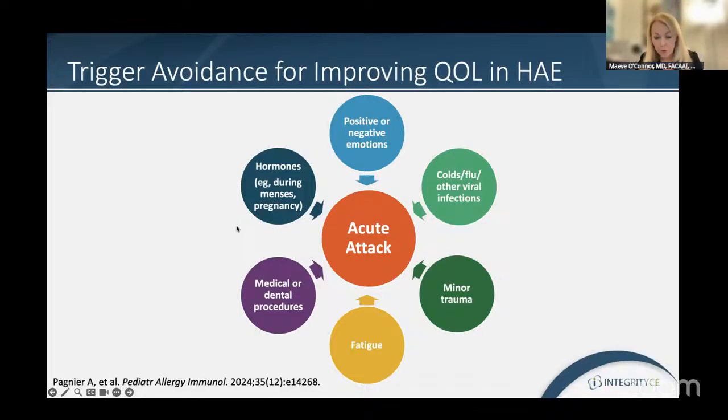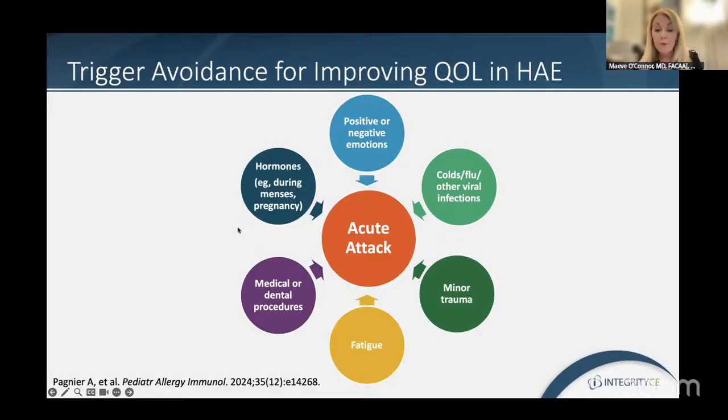So what about trigger avoidance? I had mentioned that there's a lot of different triggers and they can vary between patients and even among the same patient. So identifying and avoiding known triggers can help reduce attack frequency and improve overall quality of life. And that can be even managing positive or negative emotions, trying to avoid getting an infection, whether that's just the common cold or the flu or other viral infections or any other infections.